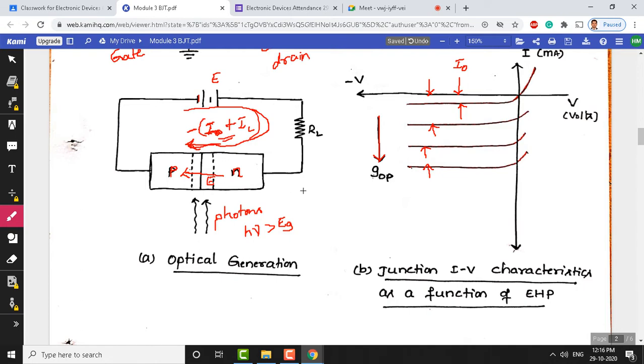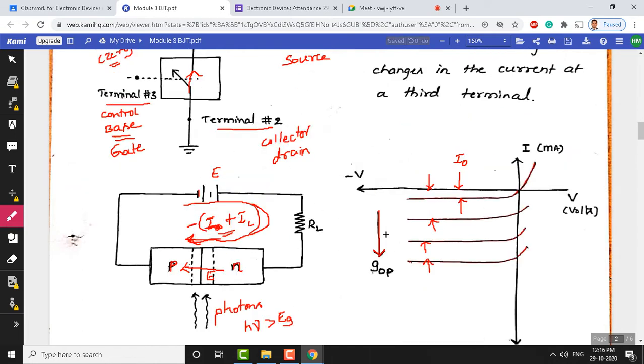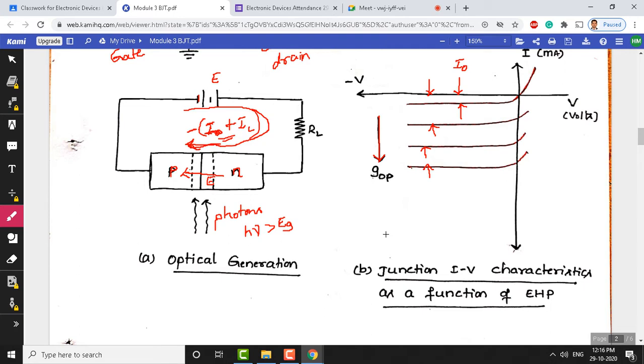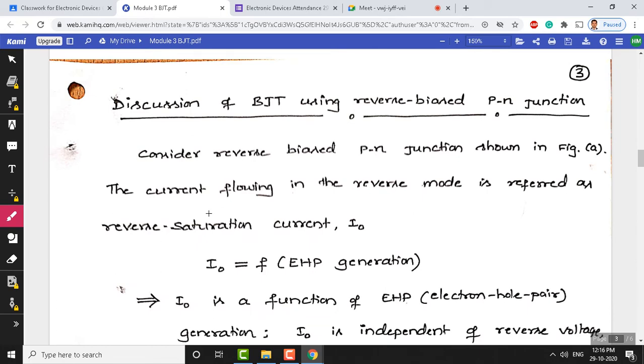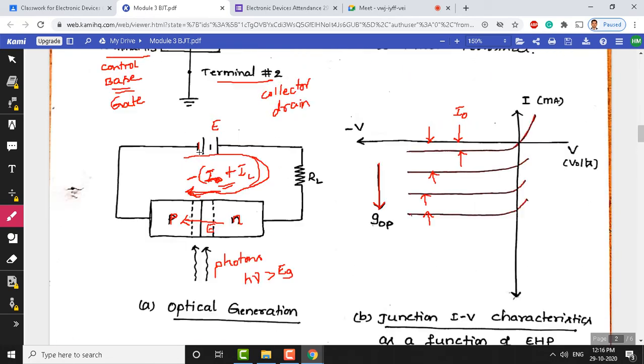I do not want to spend more time on this, since we have already spent a lot of time discussing optical generation, photodiodes, photodetectors and solar cells. We have discussed many things, and we will continue further. We can connect this diagram, the electron hole pair generation and current flow, to that of the BJT. That is why this reverse biased junction is considered here.